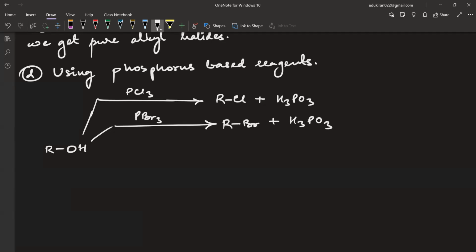You can also use, rather than phosphorus chloride and phosphorus bromide, red phosphorus plus X2, and in this case you will be forming RX. Is this clear, Sonu? Yes. Now you have to remember, this X can be either Br or iodine, so it can be either Br2 or I2. Furthermore, you can use PCl5.